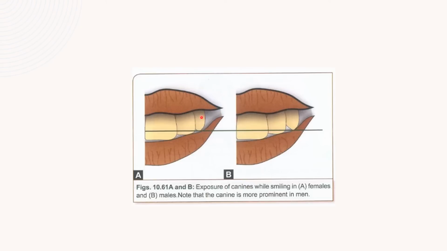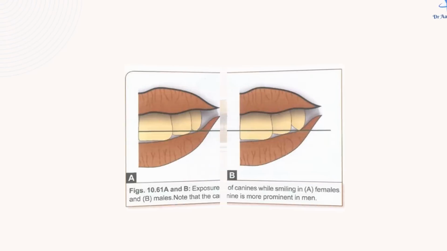Here is the exposure of canines while smiling in females, and the canine is more prominent in men. So this is the exposure of canine while smiling in males. And for executives, small teeth are very aesthetically pleasing.